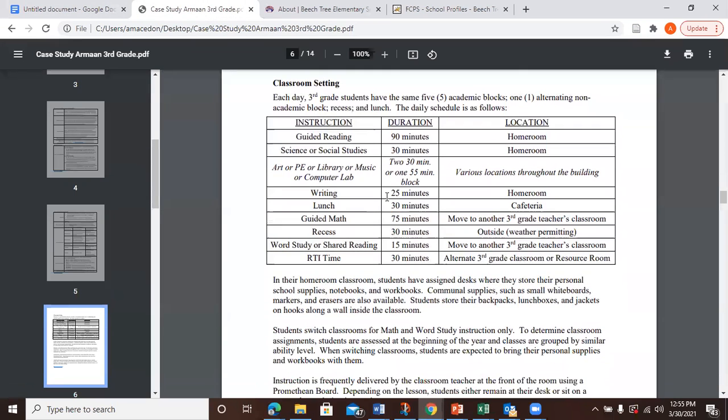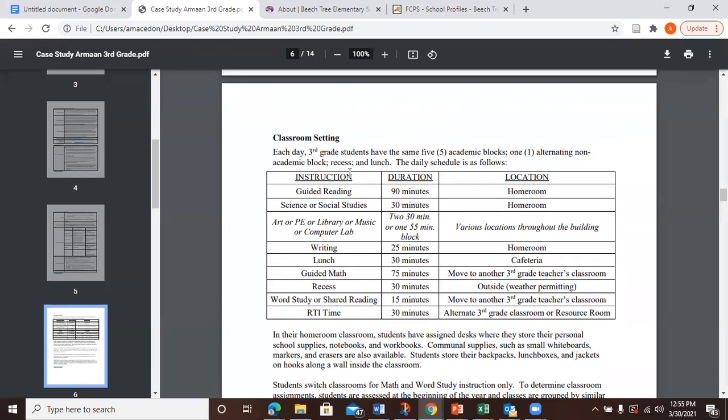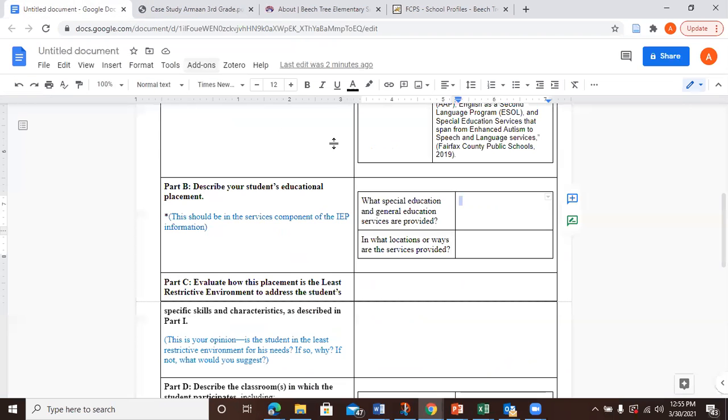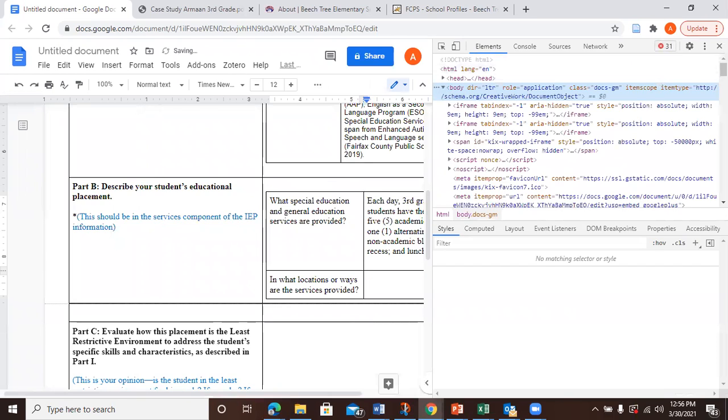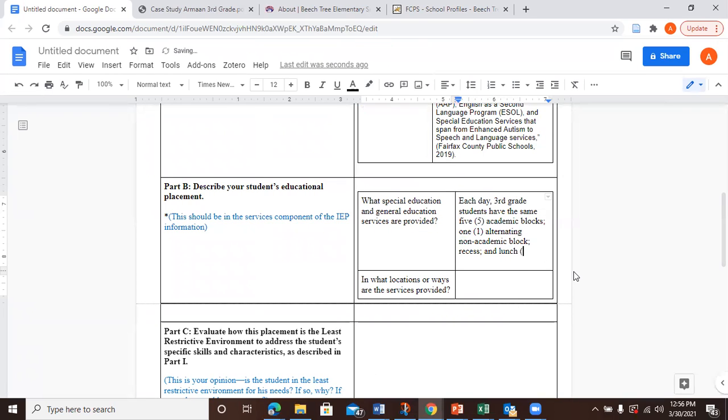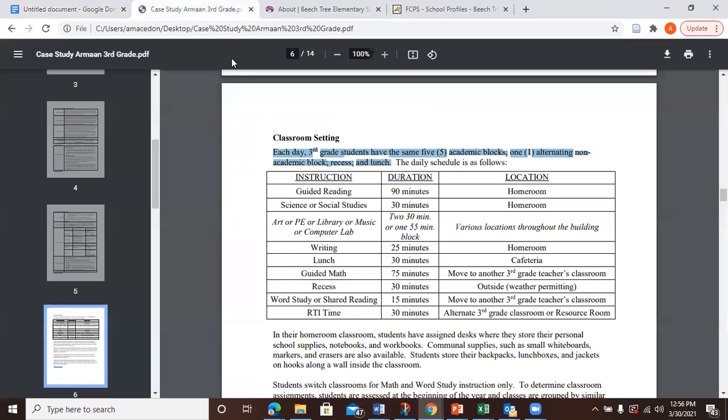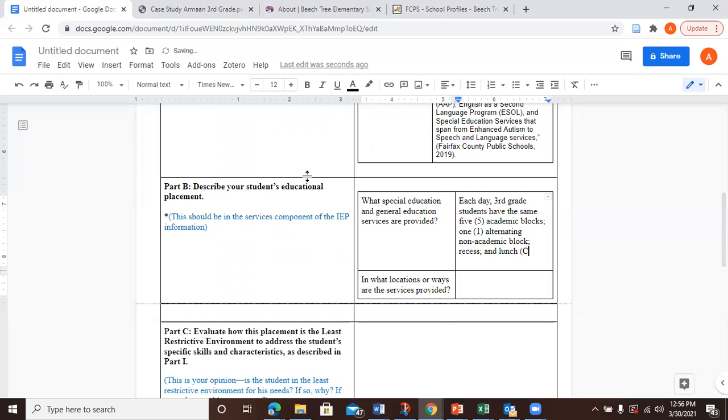I might copy paste this into the document and say each day, 3rd grade students have the same 5 academic blocks, 1 alternating block, recess, and lunch. And I'm going to cite that. I'm just going to call it case study.